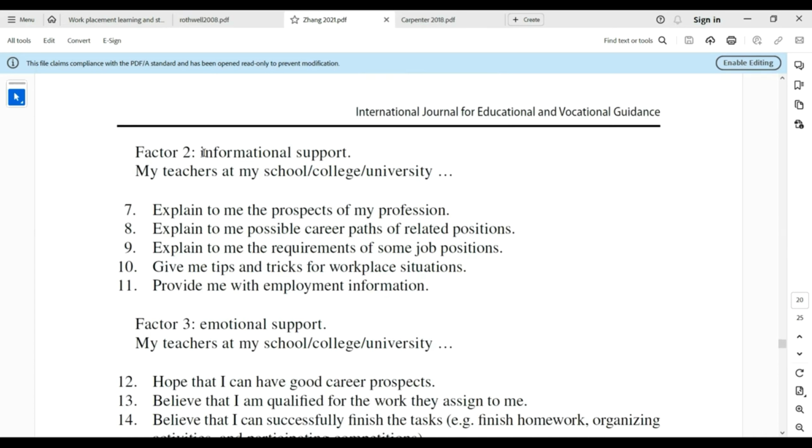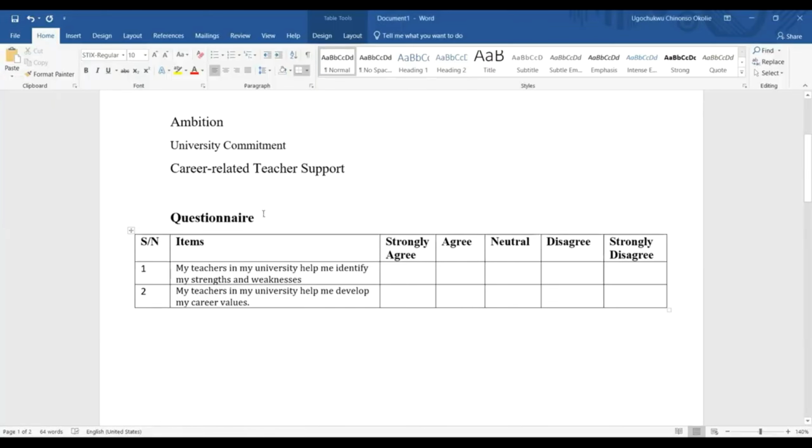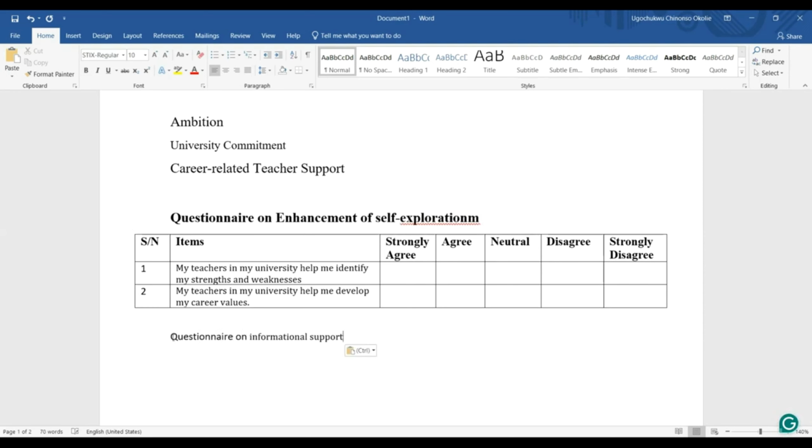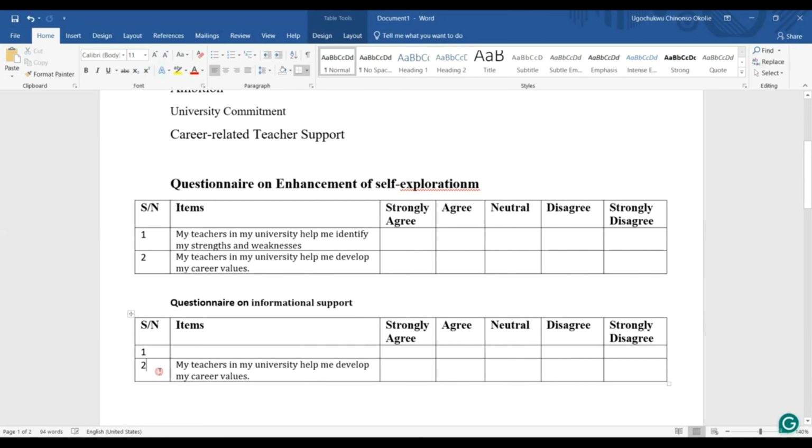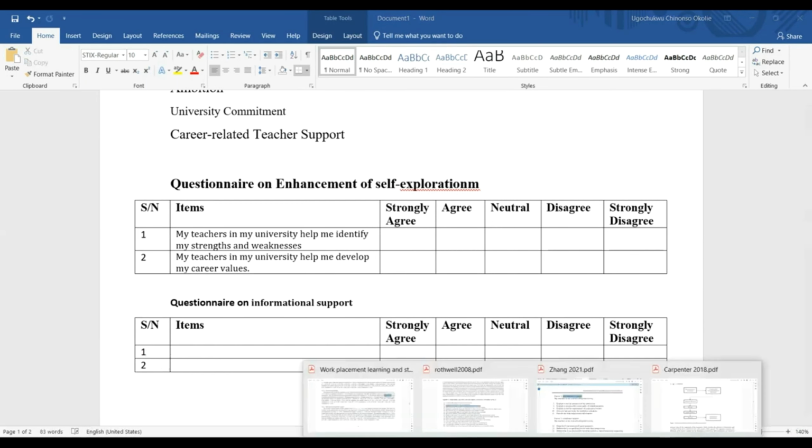Now let us look at factor 2, which is informational support. When you are done creating the first questionnaire, let's say the questionnaire on enhancement of self-exploration, the next one will be the questionnaire on informational support. So you are also going to lift this table, for example. Let me just make it easier for you to learn. So I'm going to knock this one out, and this one out as well. So I head over to this point.